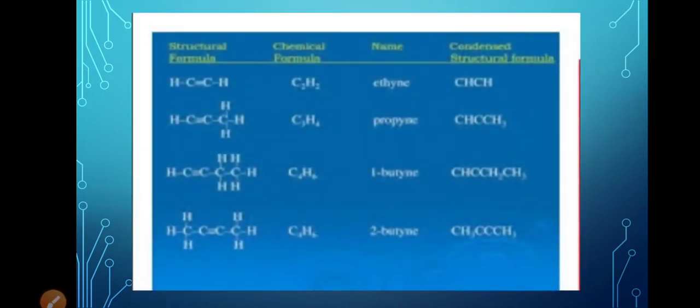Students, here I am showing you some examples of alkynes along with their structure formula, chemical formula, name and condensed structure formula. The first member here you can see that it is ethine, as it is written here, its name ethine. The chemical formula is C2H2. Here you can see the structure formula, which is carbon bonded to carbon, and you can see the condensed structure formula as CHCH.